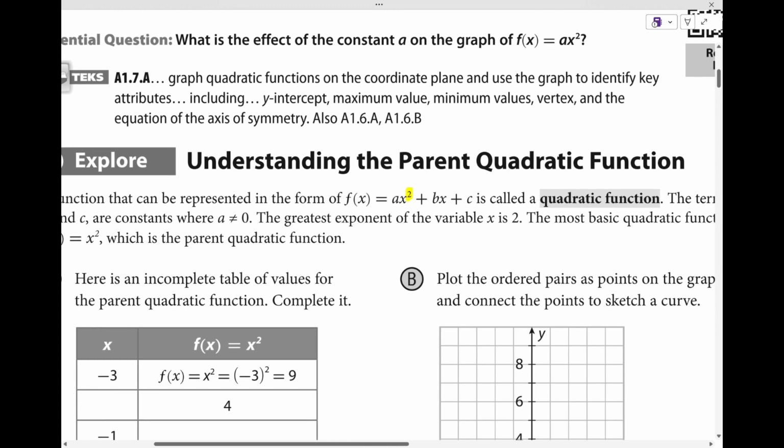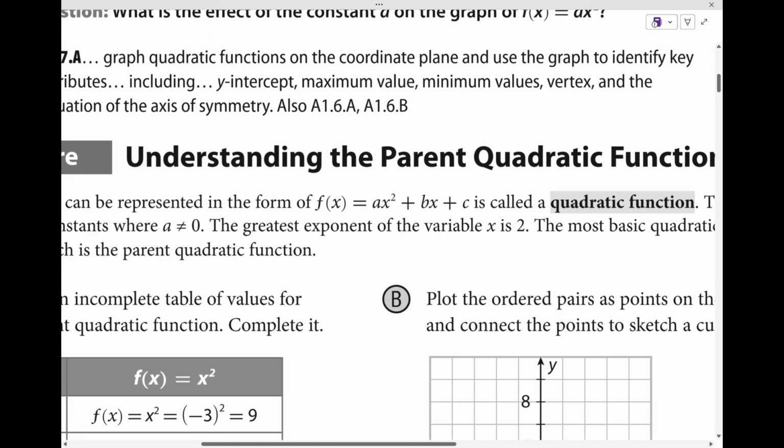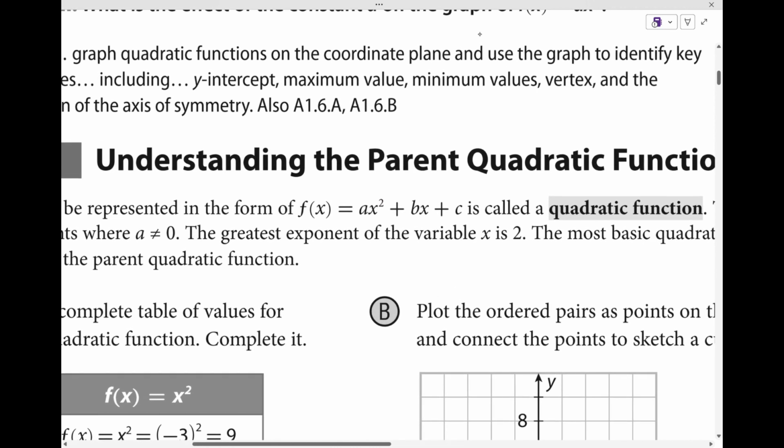a quadratic function. Okay, and a, b, and c can be any constant, except that a can't be 0, because if a was 0, then this whole term would be gone. Then you're left with just bx plus c, and that would actually be a linear function and not quadratic.